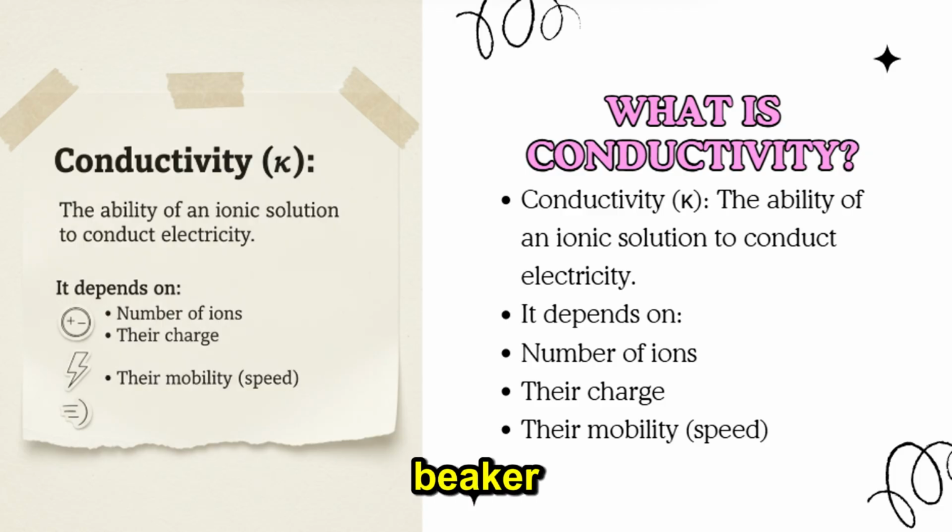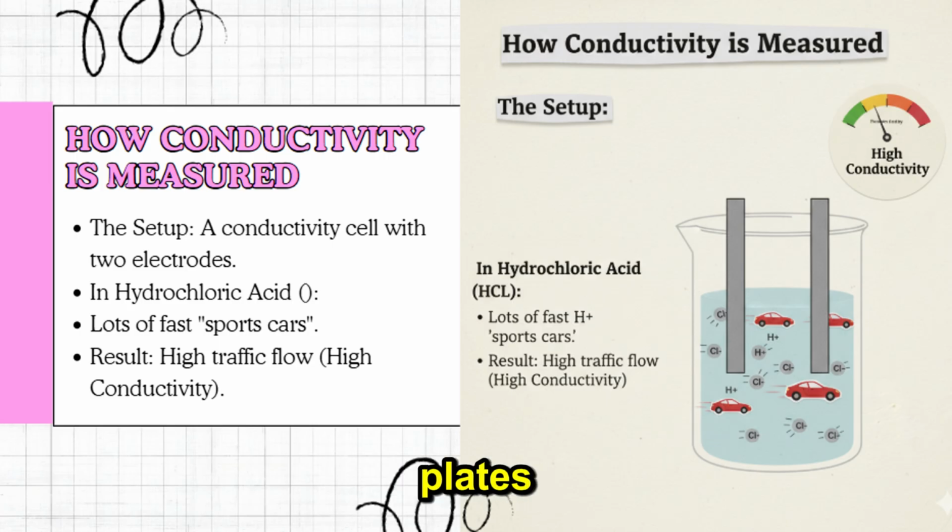Picture a beaker with two platinum plates, or electrodes. When we apply a voltage, the positive ions move to the negative electrode, and the negative ions move to the positive one. In a solution of hydrochloric acid, we have lots of those H+ sports cars moving very, very quickly. This creates a high traffic flow, or high conductivity.